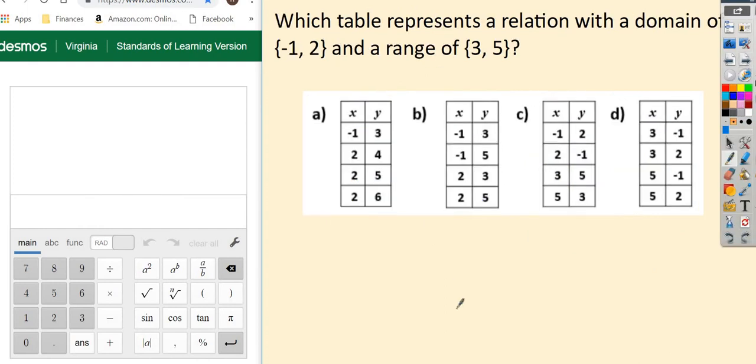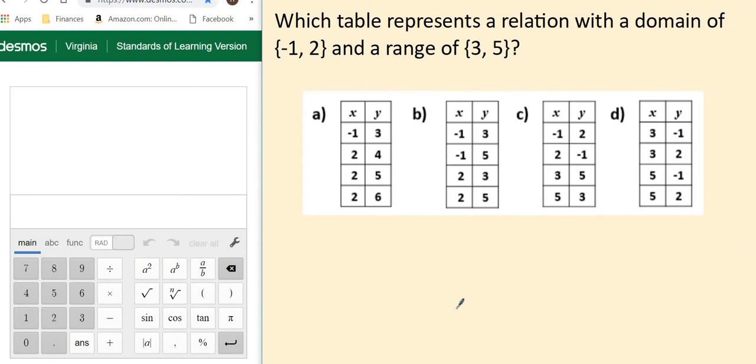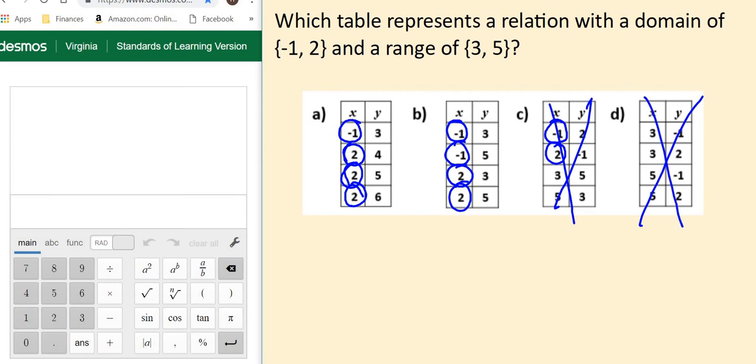All right, which table represents a relation with a domain of -1 and 2? So let's find that first. That one works. -1 and 2, that one works. -1 and 2, this one does not because it has extras. And the last one does not have a domain of -1 and 2. So we're down to 2 choices here.